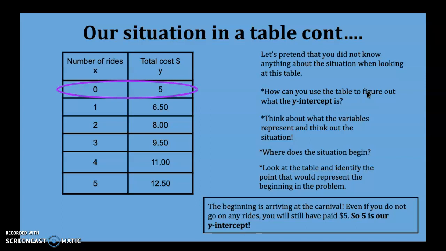And so that is the point that is our y-intercept. It's the beginning. It's getting to the carnival, right? Even if you don't go on any rides, that's why it's 0 for rides, you're going to pay $5. Okay, so 5 is that y-intercept. Whenever x is 0, whatever that y value is, that number is our y-intercept.